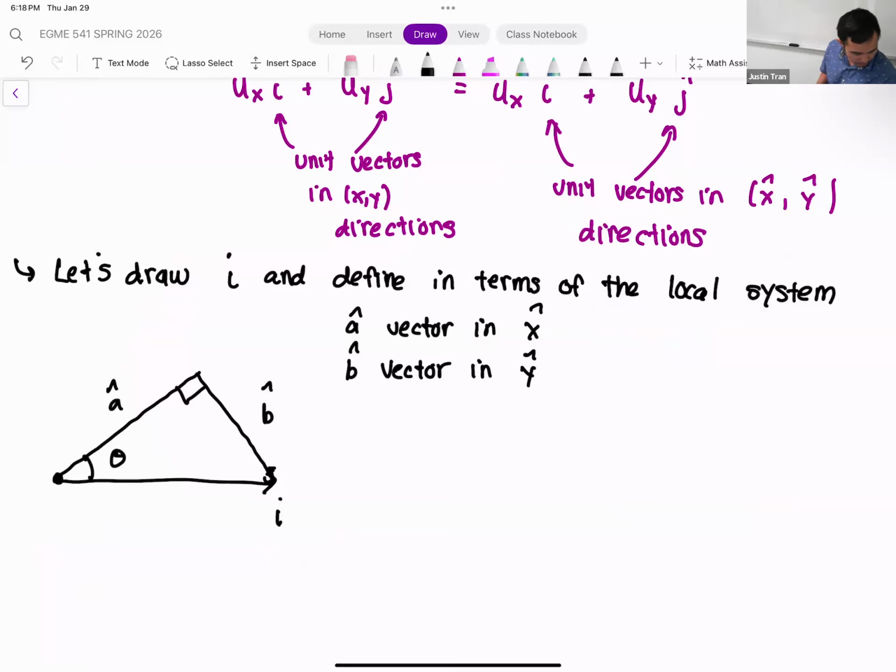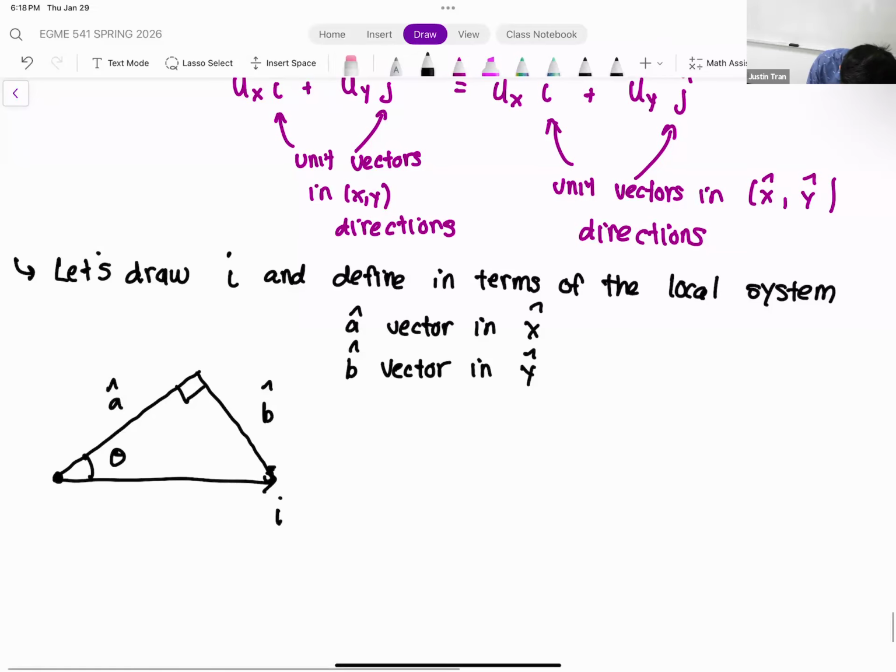All right, so now we're going to use trigonometry, and we're going to use the fact that we know the hypotenuse of this triangle, because the hypotenuse of this triangle is just going to be 1, because remember I is a unit vector. We're going to use that to relate A and B back to I. So first, let's do A.